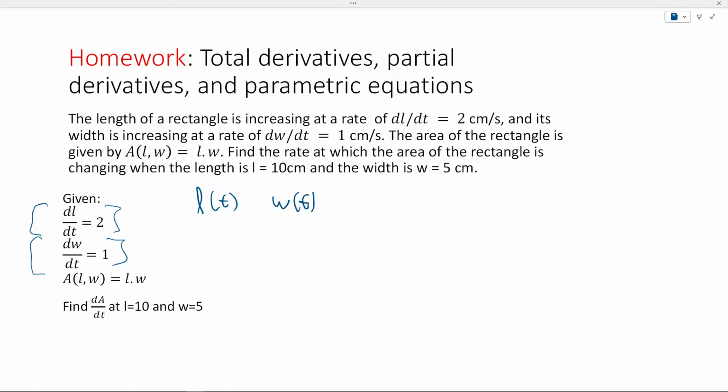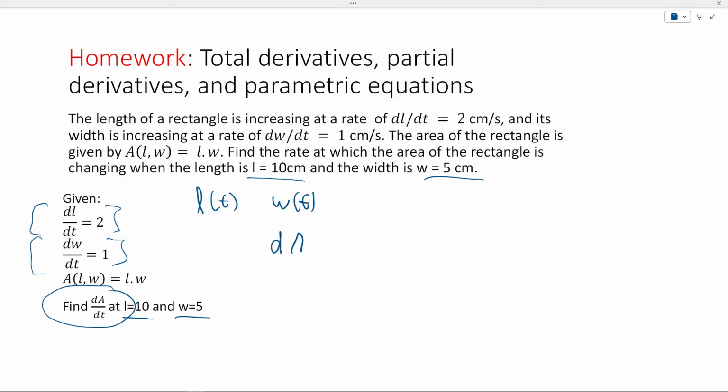So find the rate of change of the area of the rectangle. Is it changing when the length is, so I'm telling you when L is this and when W is this. So I'm telling you to find this guy at L is equal to 10 and W is equal to something like this. So how do you solve this?